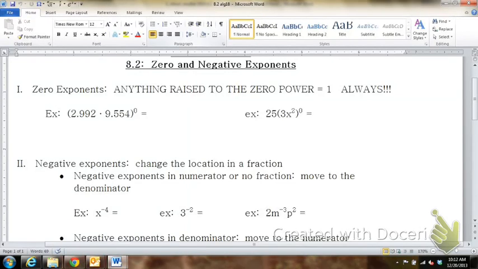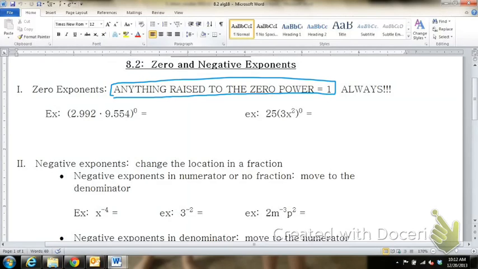In lesson 8.2, we're going to look at zero and negative exponents. Zero exponents are very strange, and anything raised to the zero power equals 1, always and forever. If you look at a problem like this first example, with order of operations, you'd want to multiply these two numbers together and then raise it to the outside power. But if you see that the outside power is 0, don't even bother doing this math. You just know that your answer is 1.